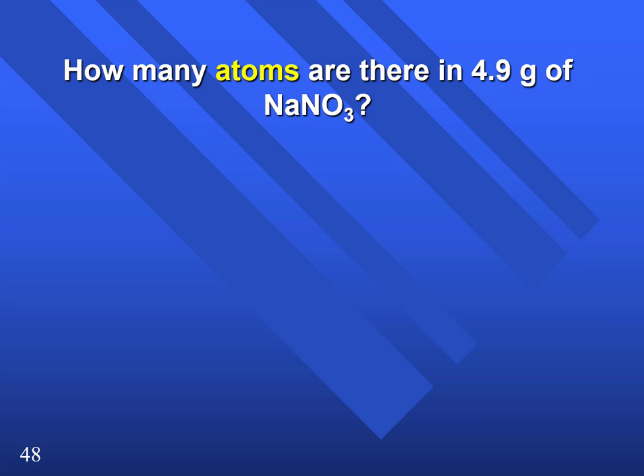Okay. And now for the extreme. How many atoms are there in 4.9 grams of NaNO3? Oops, it's not two-sided. It's the flip side I want to give you.